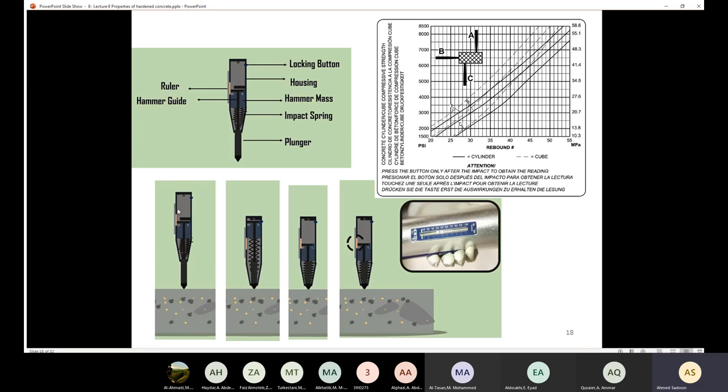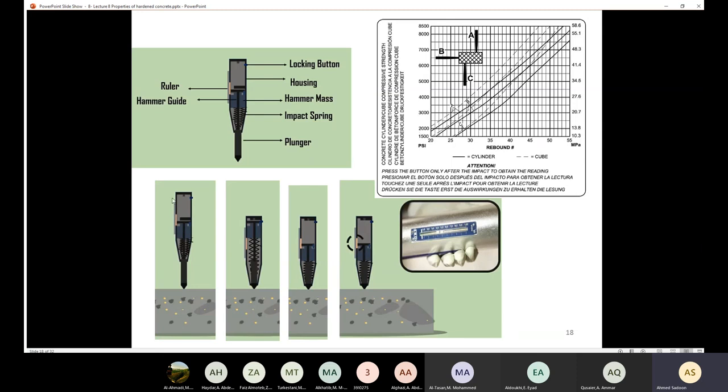We are going to subject the hammer to the concrete. Then this one is going to rebound inside here, like that. Then we lock the rebound and get the reading of the rebound. Then I take the value of the rebound and go to the graph here. In this graph, we have a relation between the rebound number and the compressive strength.